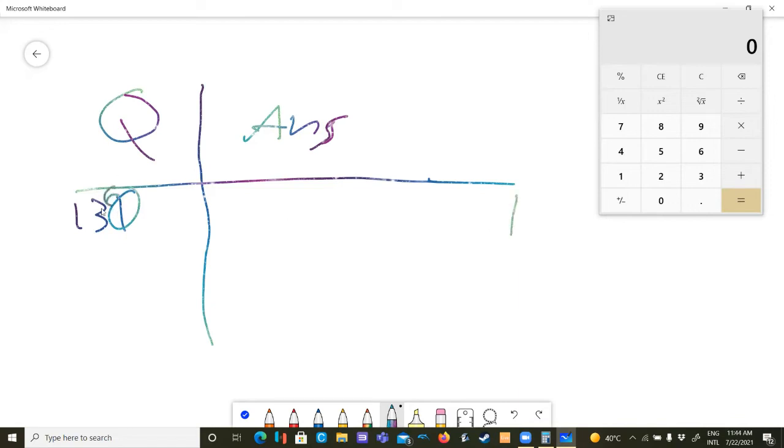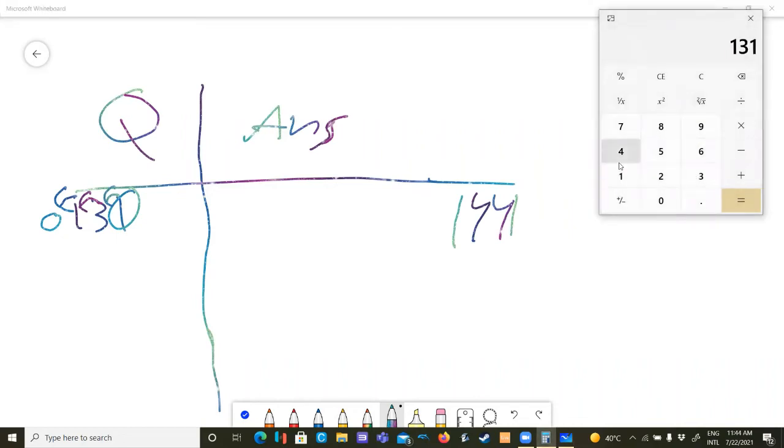Moving to 3, 3's right hand neighbor is 1, so 3 plus 1 is 4. Moving to 1, 1's right hand neighbor is 3, so 1 plus 3 is 4. Moving to a blank space, 0, 0 plus 1 is 1. The answer is 1441. Let's check this in the calculator. 131 multiplied by 11. 1441. The answer is correct.